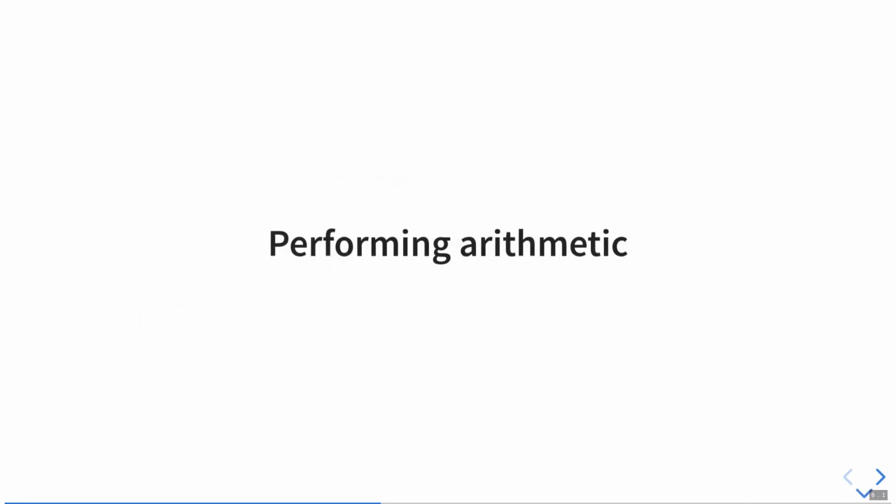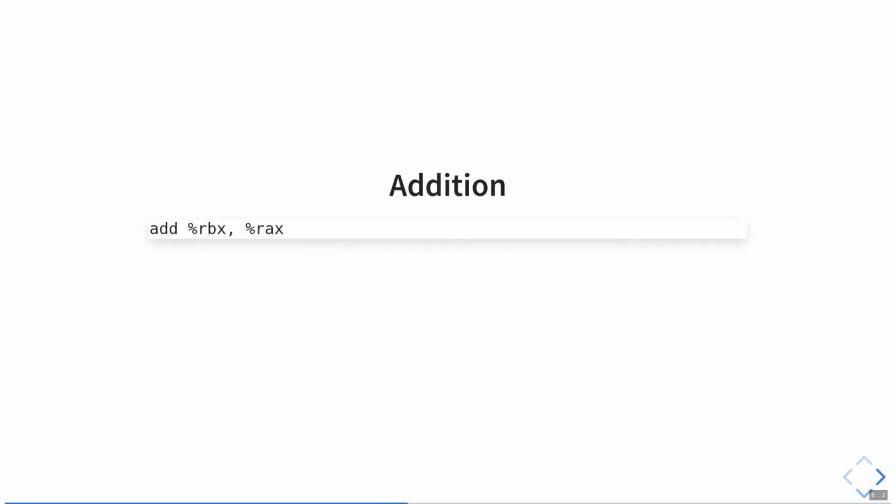All right, so let's see how we actually perform arithmetic in assembly. For addition, we just use the add instruction. So the add mnemonic. And what this will do is add the left-hand side to the right-hand side and store the result in the right-hand side. So add RBX, RAX means RAX equals RAX plus RBX. So just remember, the right-hand side is the right operand, and it's also the destination. Or, I'm sorry, it's the left operand. The right-hand side is the left operand, and it's also the destination.